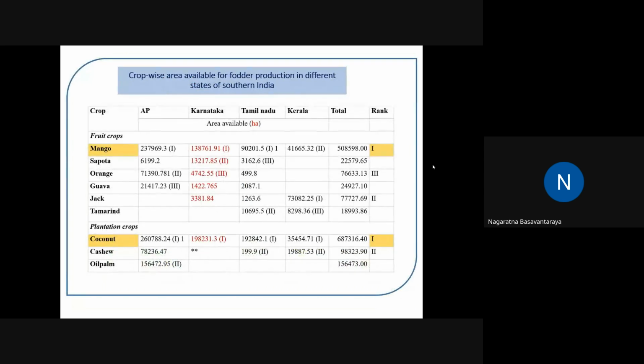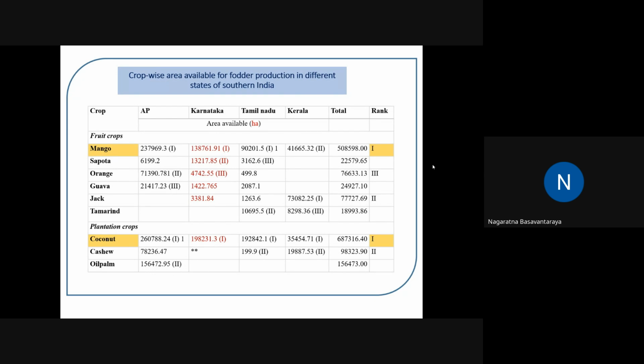But let us look at some statistics about how much interspace is available under different horticultural fruit crops. For example, the fruit crops like mango, sapota, orange, guava, jack, and tamarind. These fruit crops are purposely selected because the interrow space between trees is a minimum of 6 meters.